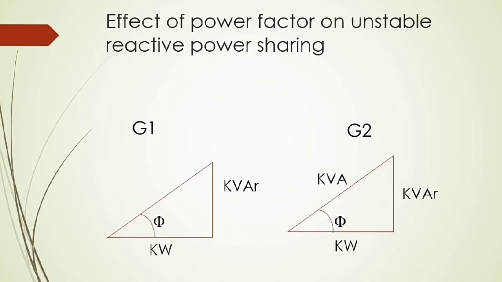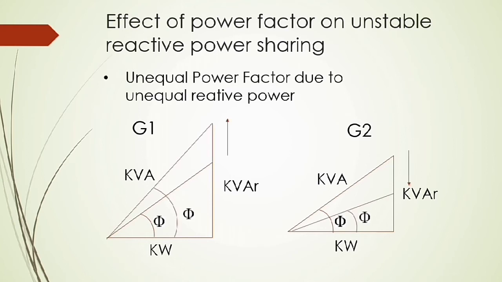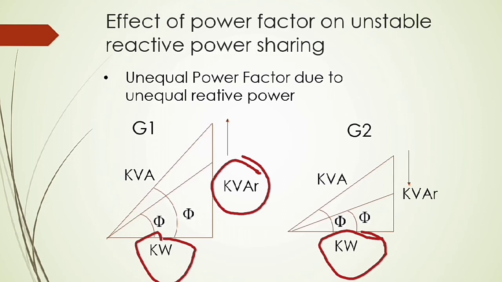So the kilowatt is the same for both generators, but when we increase the excitation, the current increases, or you can say the power factor changes. Because of the increment in the armature current, the kVAR, the reactive power, will increase. So reactive power increases in generator 1 here, and we know the total reactive power is constant.